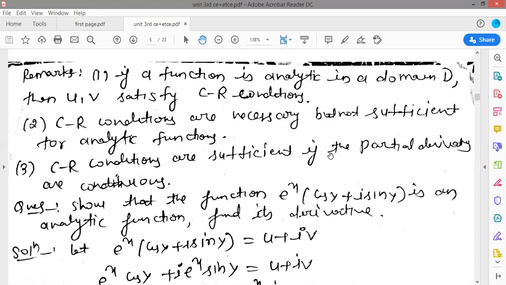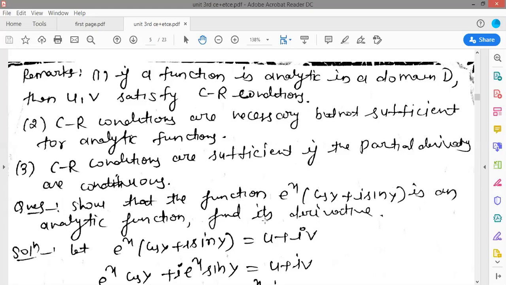CR conditions are sufficient if the partial derivatives are continuous. That means the partial derivatives, ∂u/∂x, ∂v/∂y, ∂u/∂y and ∂v/∂x, if these partial derivatives are continuous, then the CR equations will be a sufficient condition.